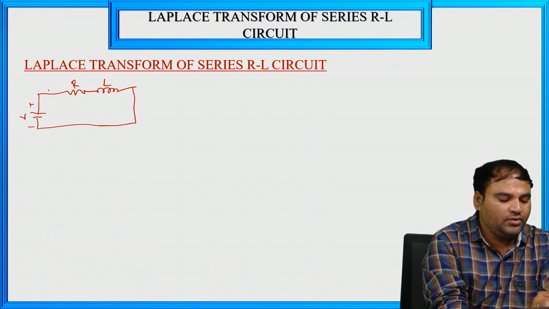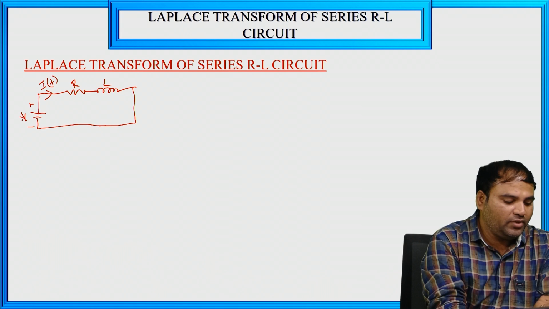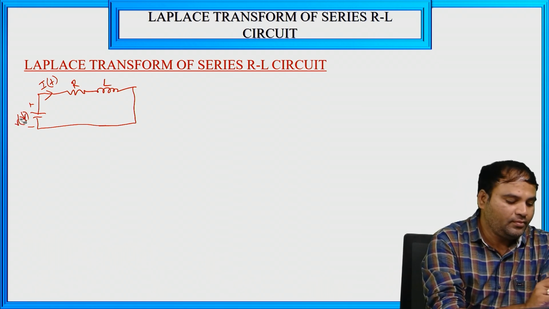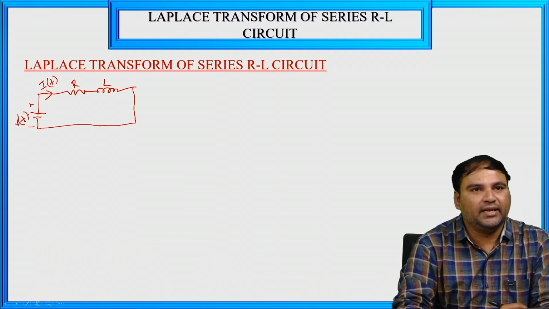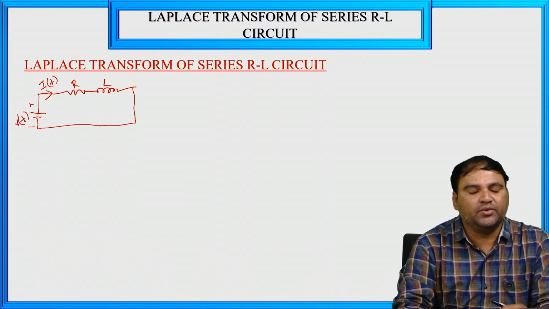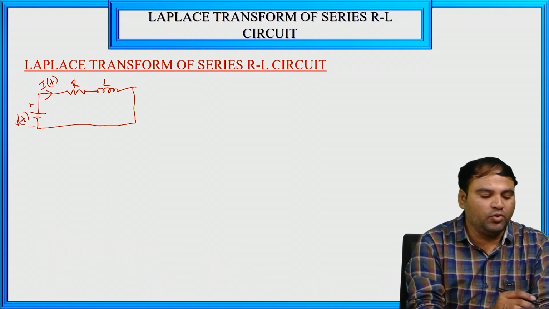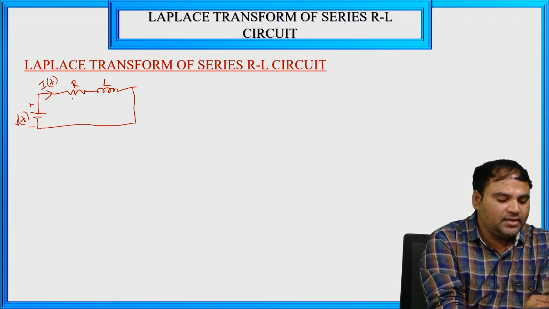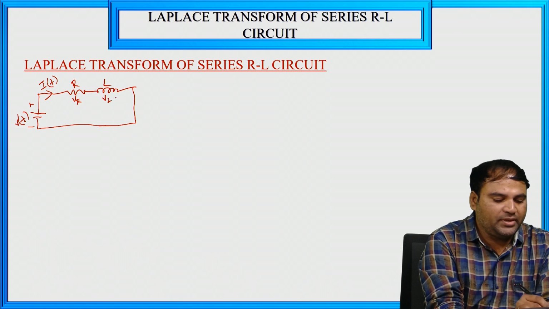In a series circuit, the current is constant. We have to take it in the time domain, and the voltage also in the time domain, that is V of t, and the current is I of t. In a series circuit, the current is constant, but we have different voltage drops: at resistor R the voltage drop is VR, and at inductor L the voltage drop is VL.